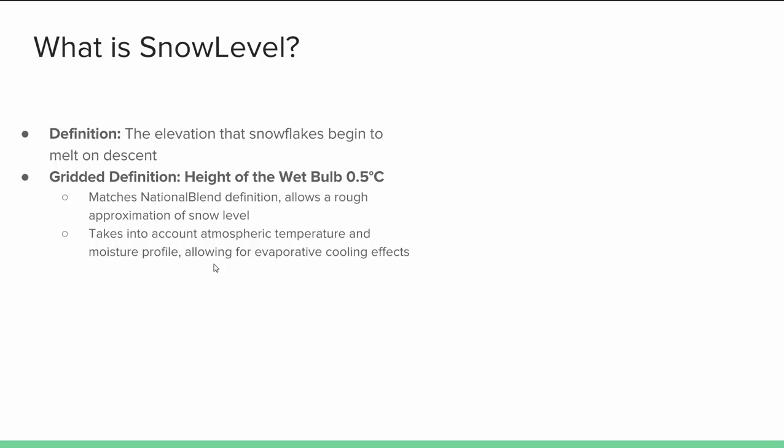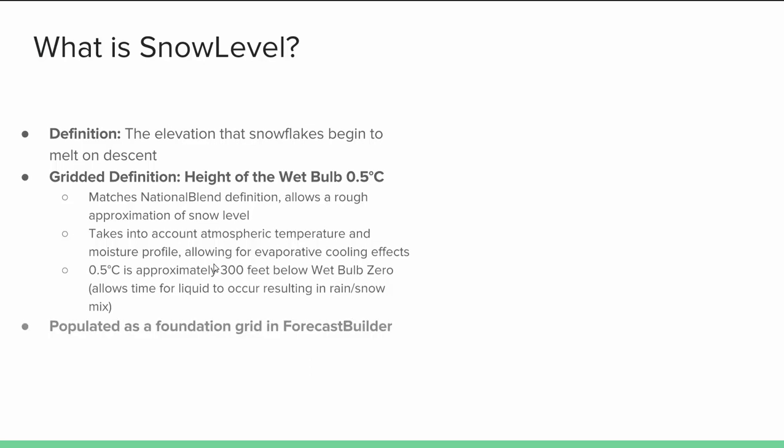So why do we choose 0.5 degrees C? Well, it's approximately 300 feet below wet bulb 0, which allows time for liquid to occur, resulting in the rain-snow mix. It's also populated as a foundation grid in Forecast Builder. And let's take a look at an example of snow level.